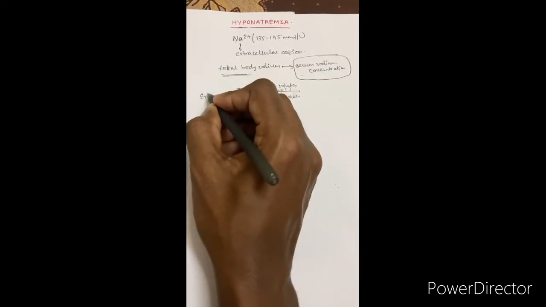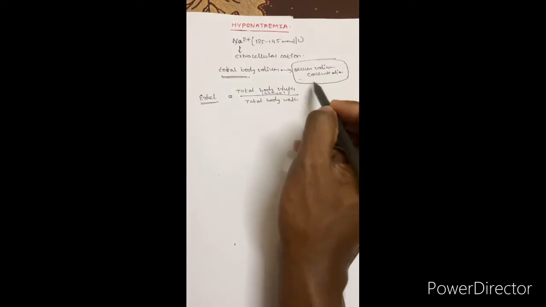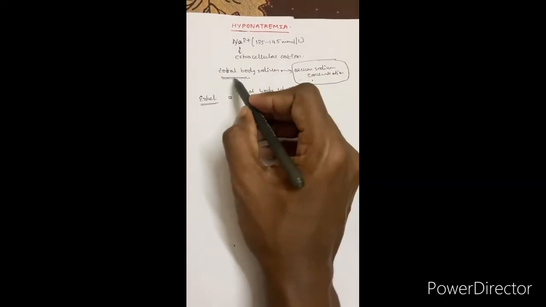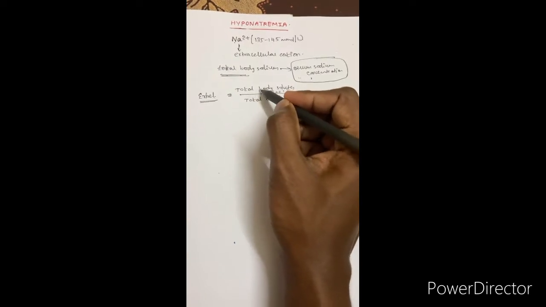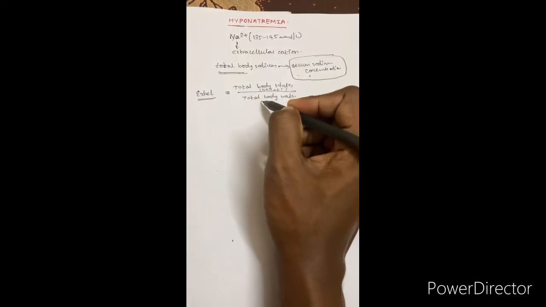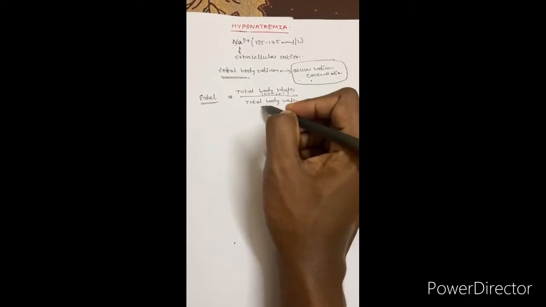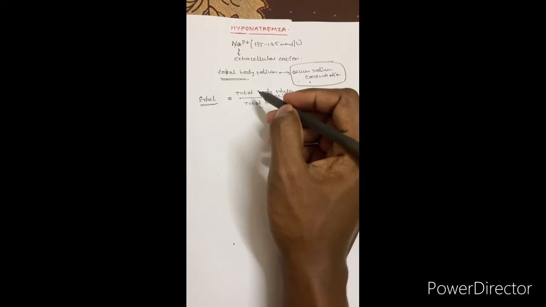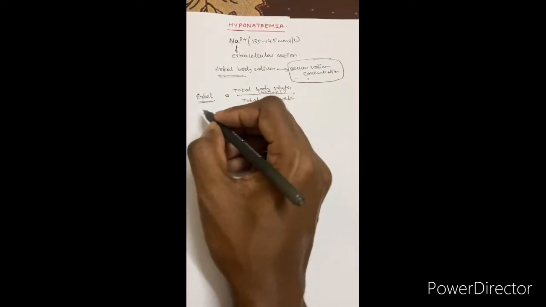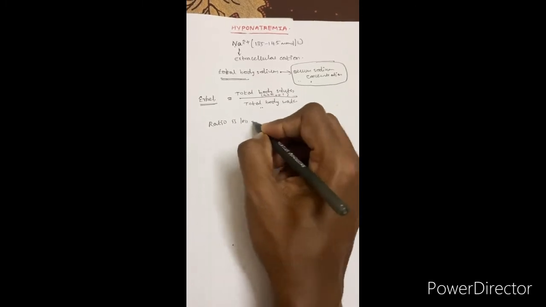Edelman is the one who proposed this formula: the serum sodium you are measuring does not reflect your total body sodium. It is nothing but the ratio between your total body solutes and total body water. The ratio will give an idea whether your patient is having hyponatremia or not. If the ratio is less, then the patient has true hyponatremia.